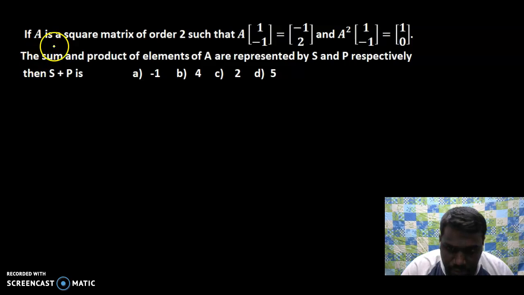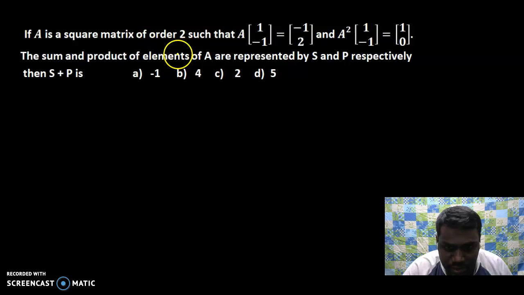The problem is: A is a square matrix of order 2, that is, A is a 2 by 2 matrix, such that A into [1, -1] is equal to [-1, 2] and A squared into [1, -1] is equal to [1, 0]. The sum and product of elements of A are respectively S and P. Then we need to calculate what is S plus P. Here, S is the sum of all entries in A and P is the product of all entries in A.